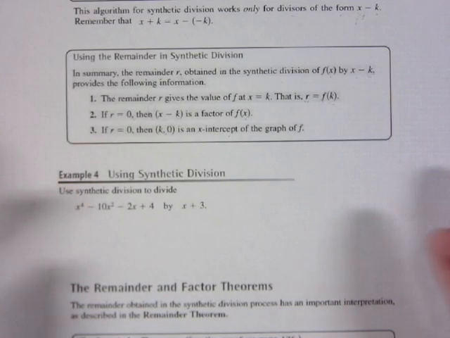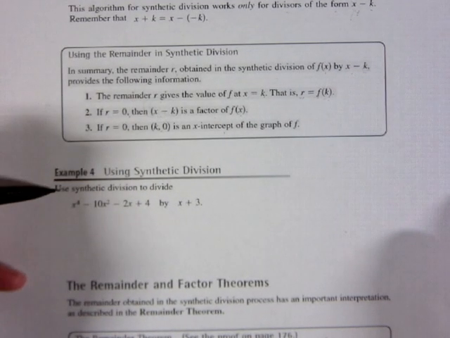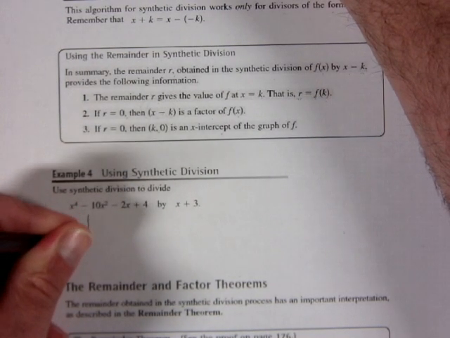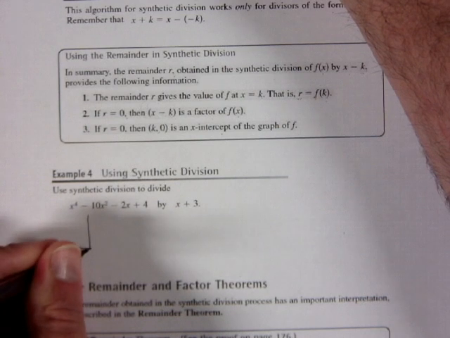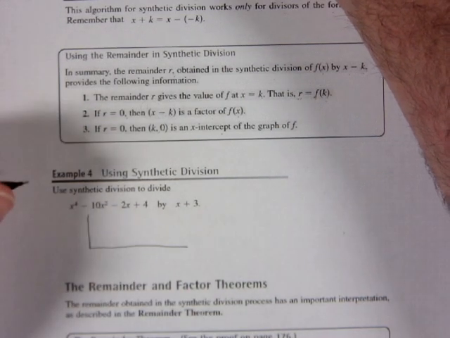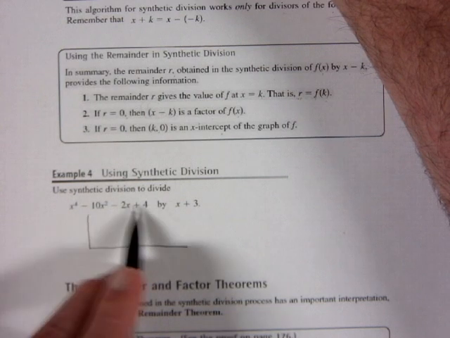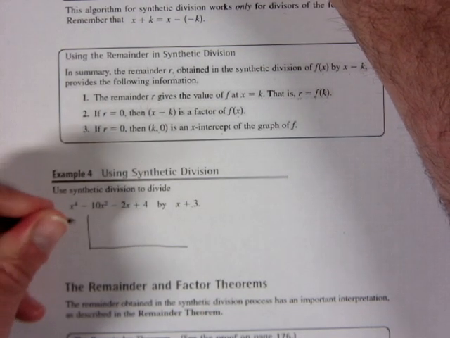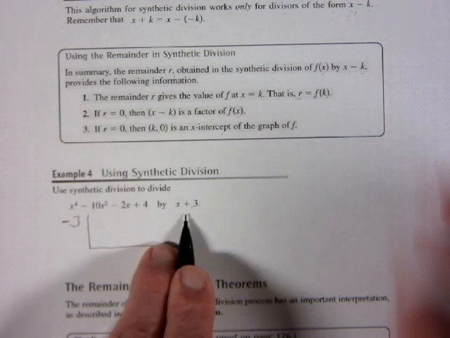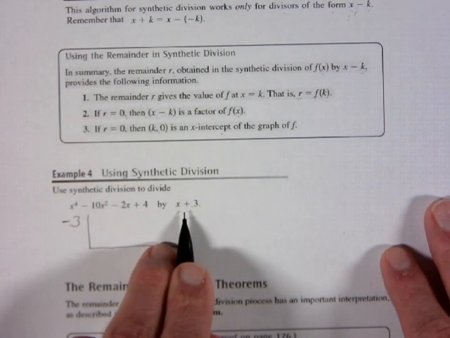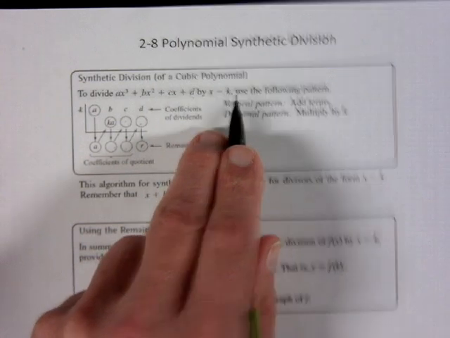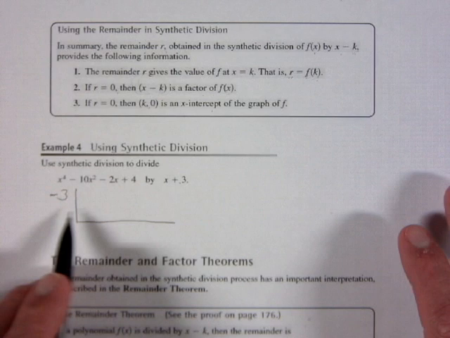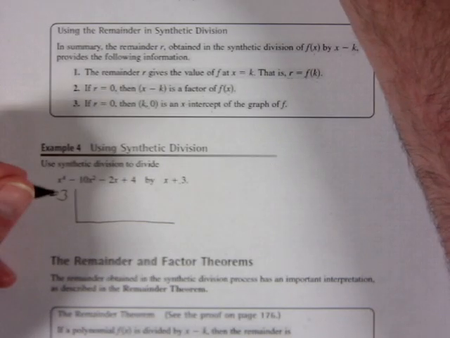Okay, let's try one. Let's see how it works. It says use synthetic division to divide. When you're using synthetic division, it looks kind of like this. I'm going to divide this by x plus 3. So I'll put minus 3 here because the value of k goes here. And remember the form is x minus k, so you have to change the sign of whatever's here. And of course, that's what you would do anyway to get the 0 or the root. So I'd put negative 3 here.